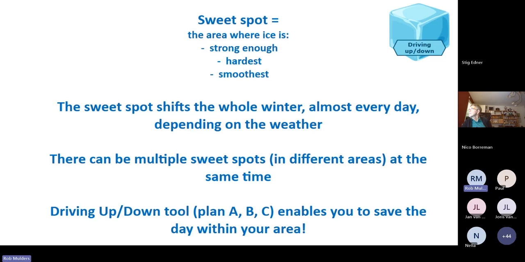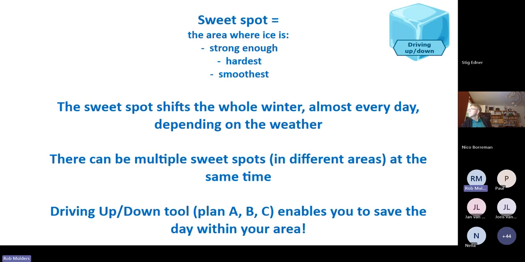There can be multiple sweet spots in different areas. For instance, let's say one in eastern Norway, one in Wermland, and one near Gefle when it's, let's say, January. There can be different sweet spots at the same time. But within an area, like Wermland, almost all the time there is only one sweet spot. So if there are multiple sweet spots, my experience is that they're in different areas.